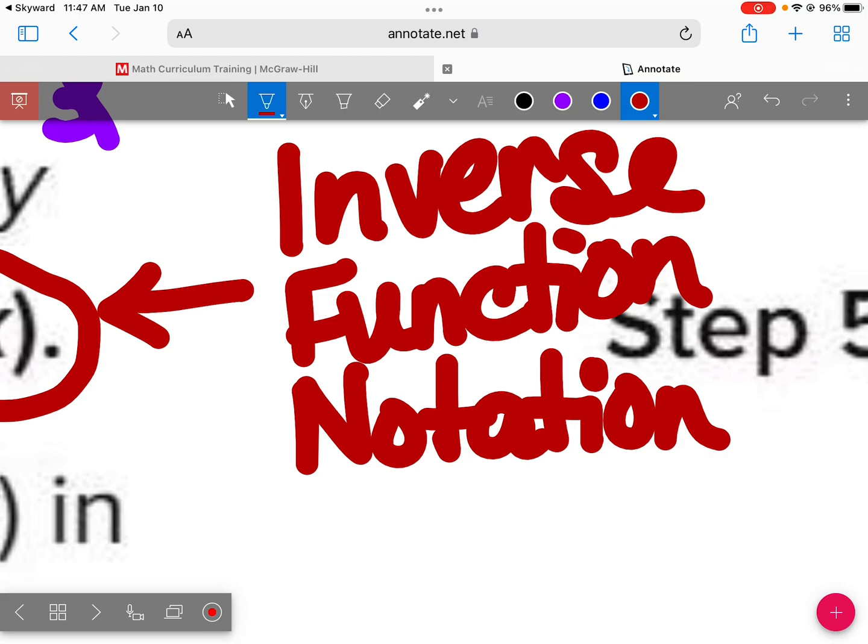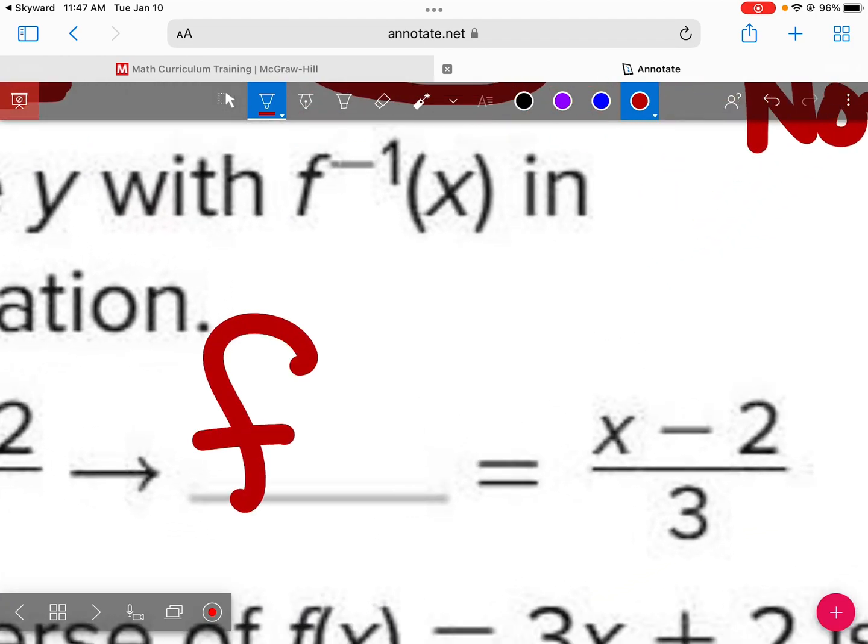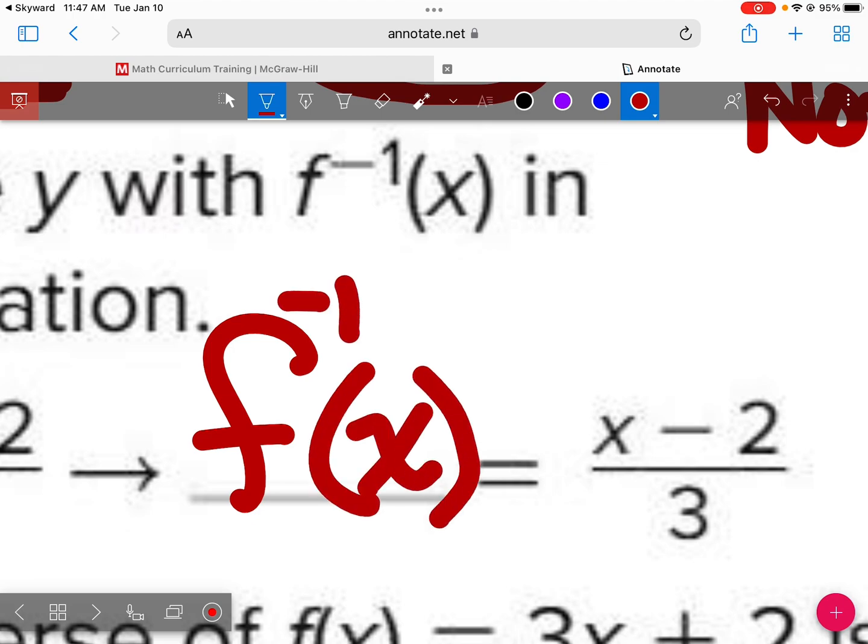Inverse function notation. So instead of a y equals in my final answer, I'm going to have f with a little -1 up here, and then an x inside of parentheses. That's going to take the place of the y. F inverse of x equals x minus 2 over 3.